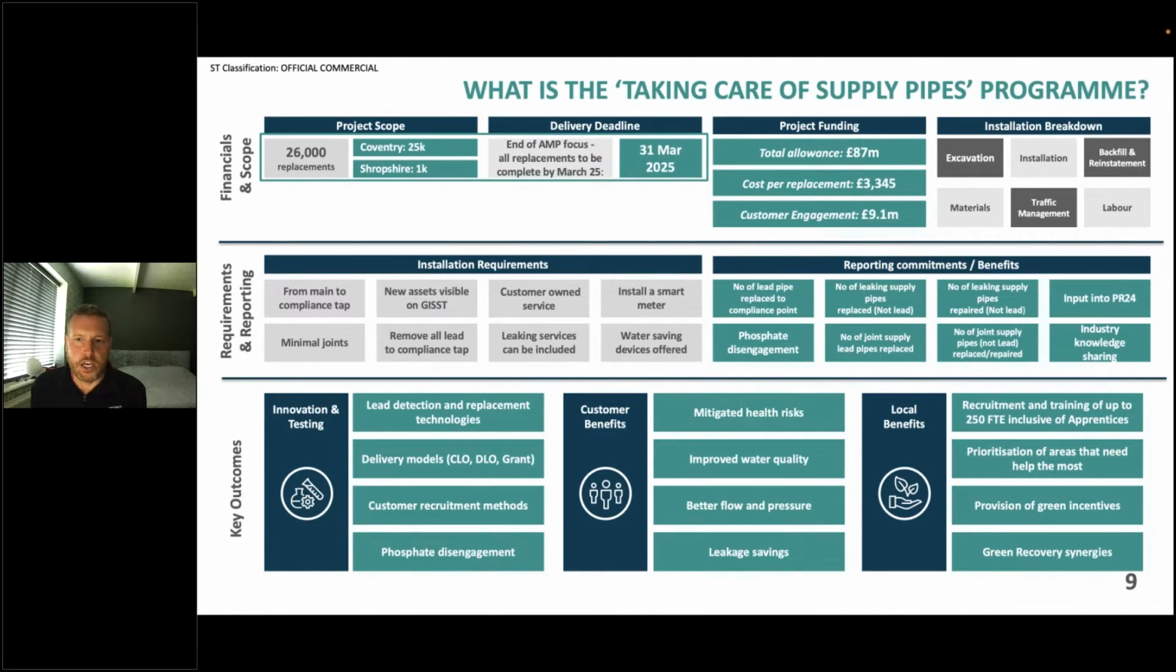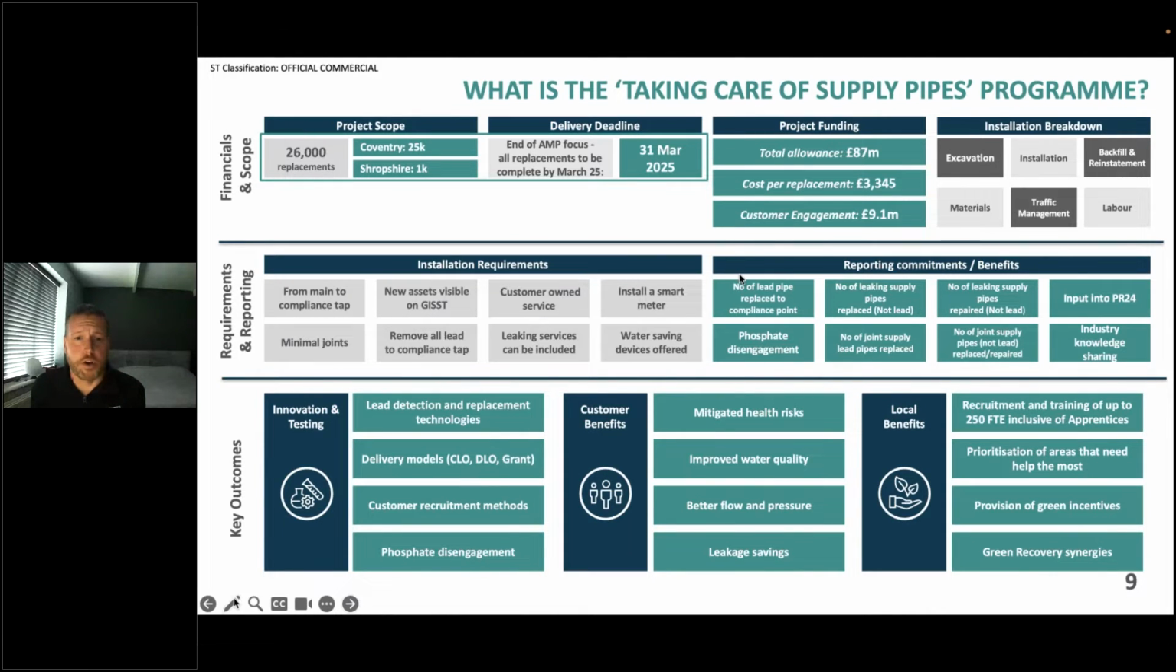For many years, we've obviously been replacing communication pipes, doing repairs on them, changing out lead, but this program was to replace everything all the way from the ferrule up to the compliance tap inside the customer's property. AWWA, who is our overall governing body, gave us £87 million to do this program, and said we have to do 25,000 supply pipes in the Coventry area and 1,000 in Shropshire, which is a much more rural area. And I'll go into why that split is and the differences and why we're doing it.